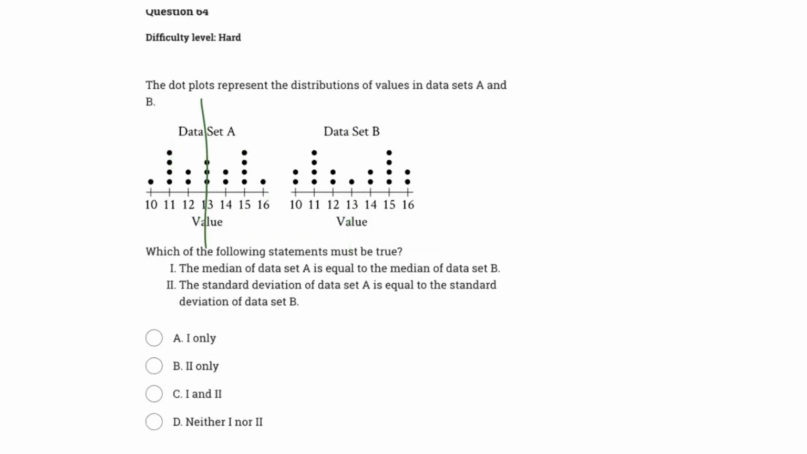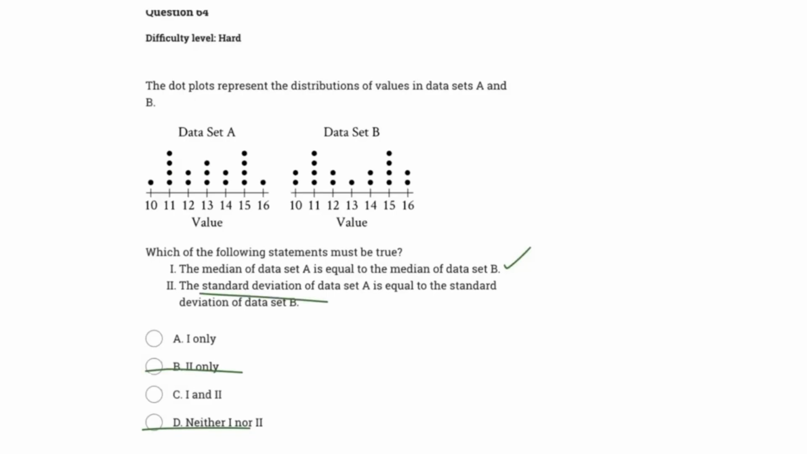So let me just erase all that. So we know that the first clause here is true, so it can't be B and cannot be D. Let's see if the second clause is true. It says the standard deviation of dataset A is equal to the standard deviation of dataset B.